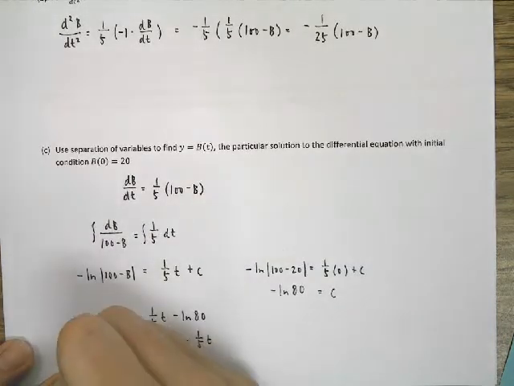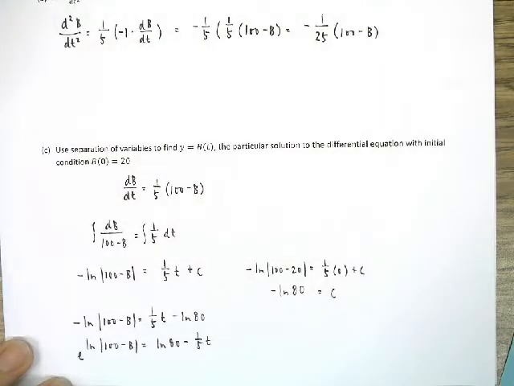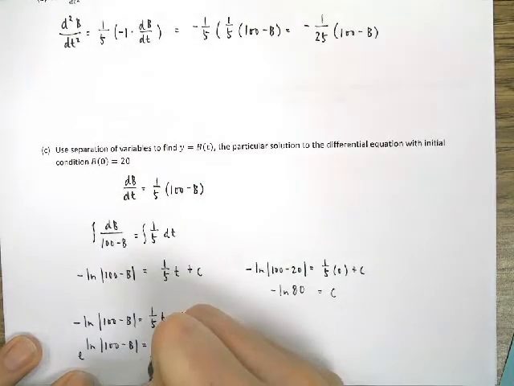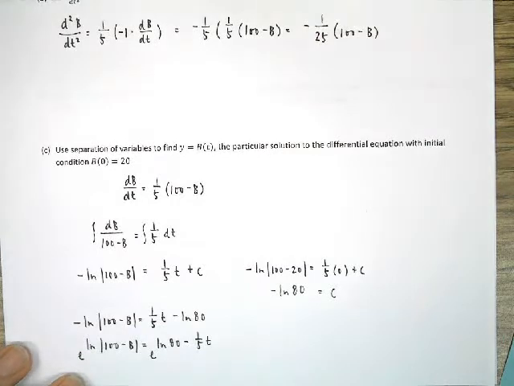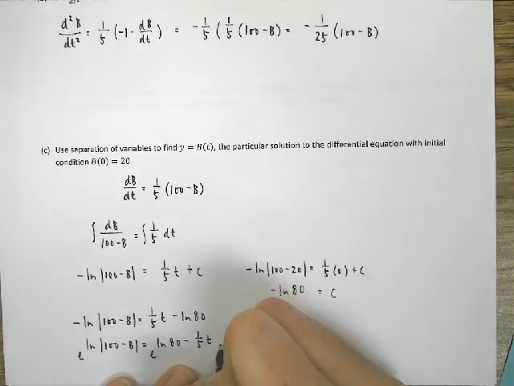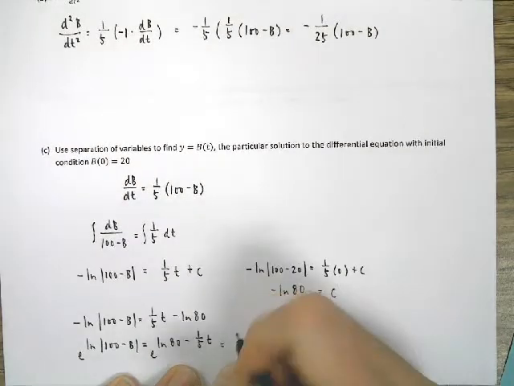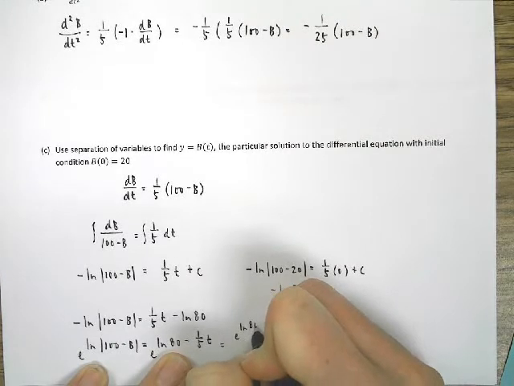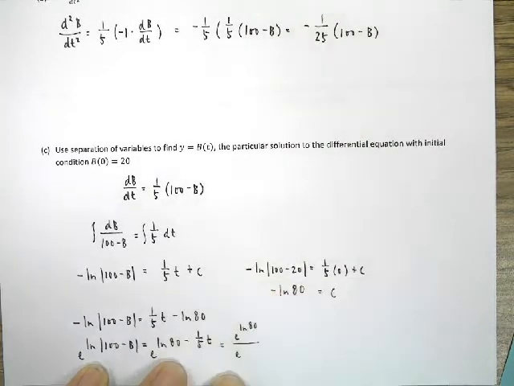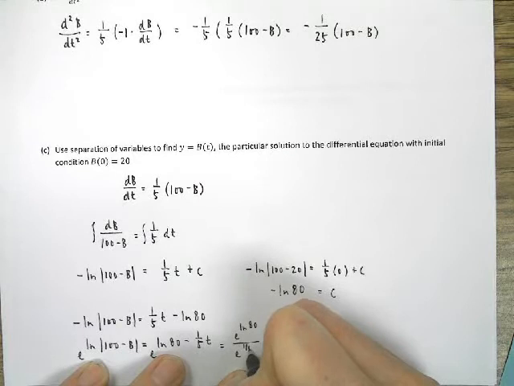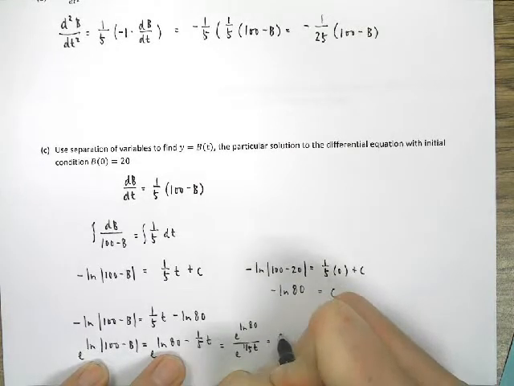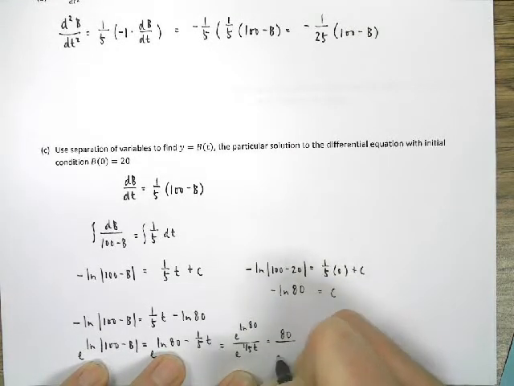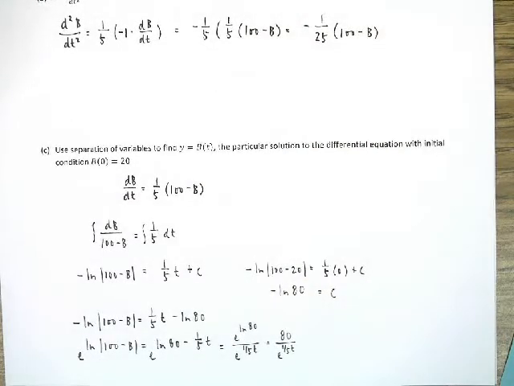Okay, sorry about that. So we're going to have e to the natural log of 100 minus b equals e to all of this. Now I can separate that up. So that's equal to e to the natural log of 80 over e to the 1/5 t, which is just going to give me 80 over e to the 1/5 t.